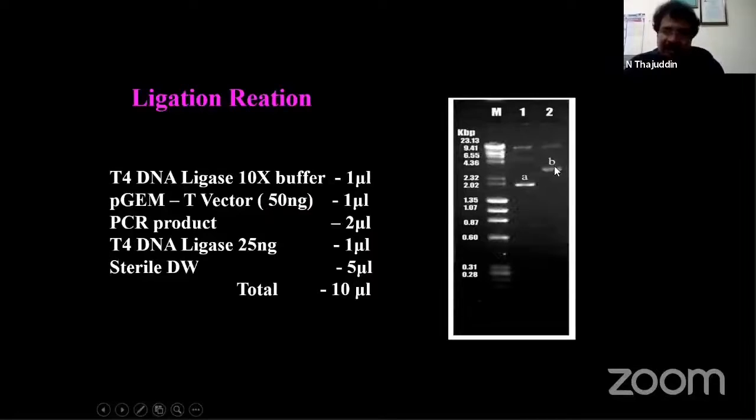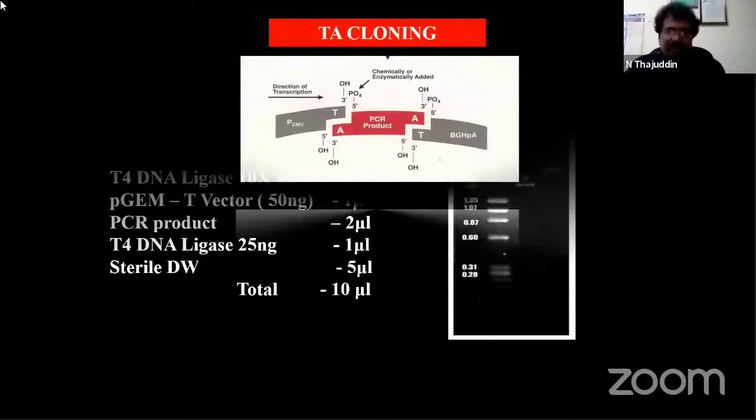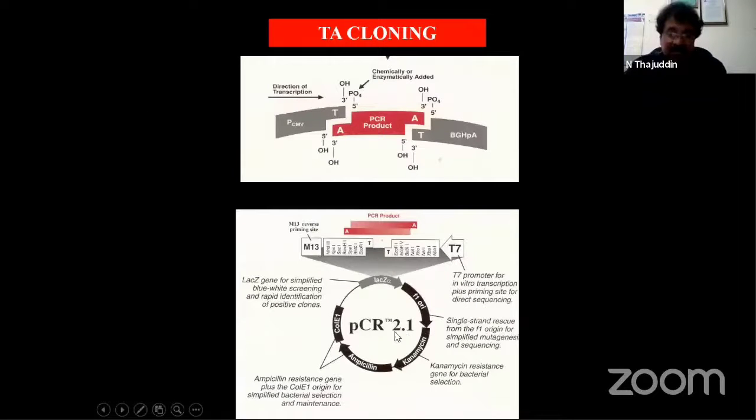So from this gel, we confirm that we have the cloned product, that is vector with the PCR insert. Once you have confirmed, you go for the transformation technique, and these are some details about the vector. The vector is pCR 2.1, in which there is a lacZ site, that is, the beta galactosidase enzyme site. We get a linear molecule, and both 3' ends of the vector molecule have T overhangs.